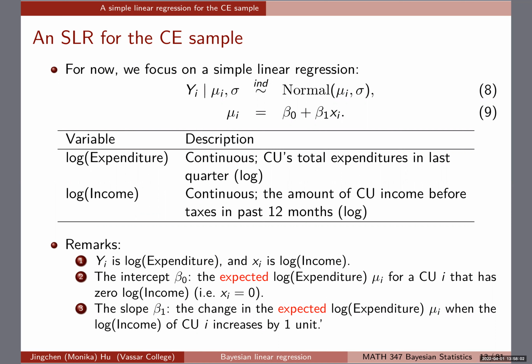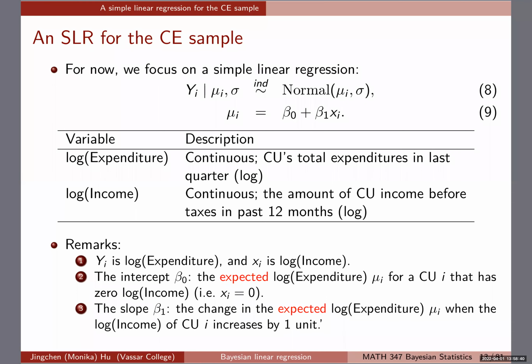We're having the yi's independently follow a normal distribution with mean mu i and sigma as the standard deviation. Equation 9 tells us how mu i is connected with xi. It is a linear combination of beta 0 plus beta 1 times xi. And for the CE sample, as we know, log expenditure is a continuous variable, which is the outcome variable, the y, and then log income is our xi, which is the continuous log income itself.